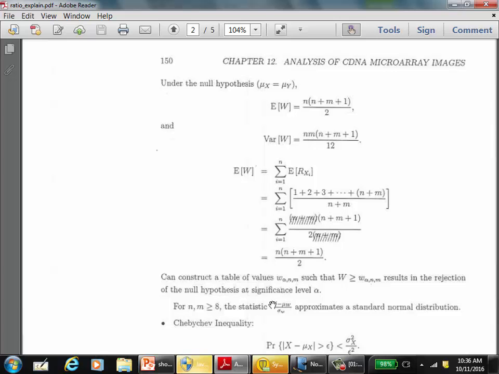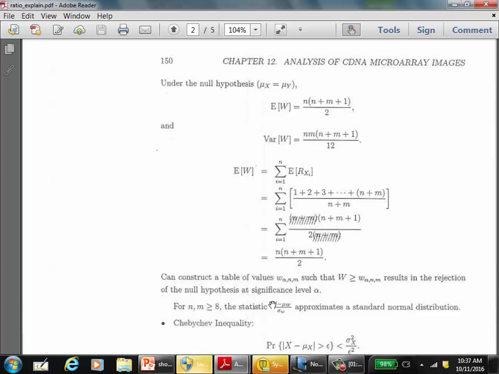You're trying to say the following: either X and Y have the same mean, or let's say the mean of X is significantly larger than Y. Now, if the value W becomes too large, it means that most of the X's are coming later on. So you can construct a table of values W alpha, which is a function of N and M. N is the number of Xi's, M is the number of Yi's. Alpha is the confidence level, because you don't know for sure. You're going to say with this much amount of confidence that I can say that the means are different.